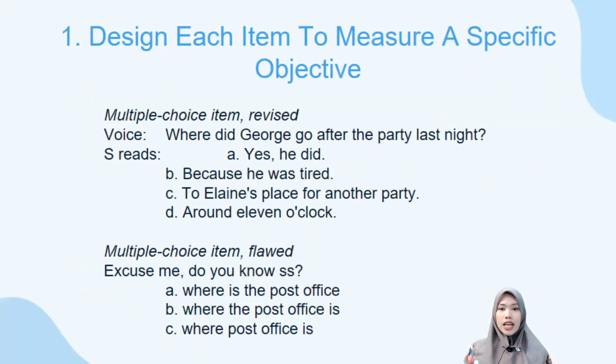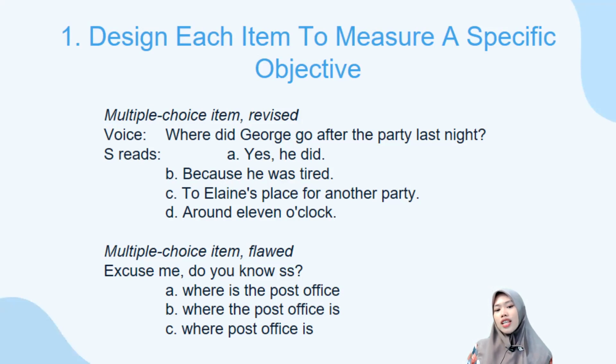And then design each item to measure a specific objective. Multiple choice item revised. The question is, where did George go after the party last night? A, yes, he did. B, because he was tired. C, to Elaine's place for another party. D, around 11 o'clock. Okay, what's the answer? The answer is to Elaine's place for another party.